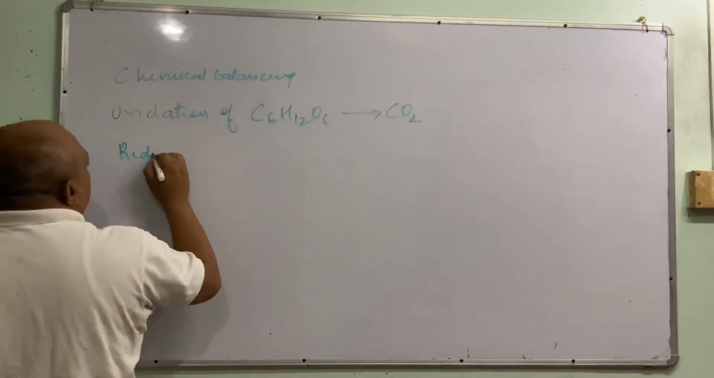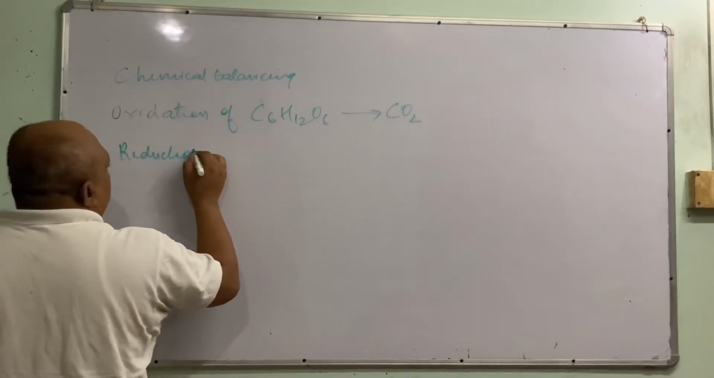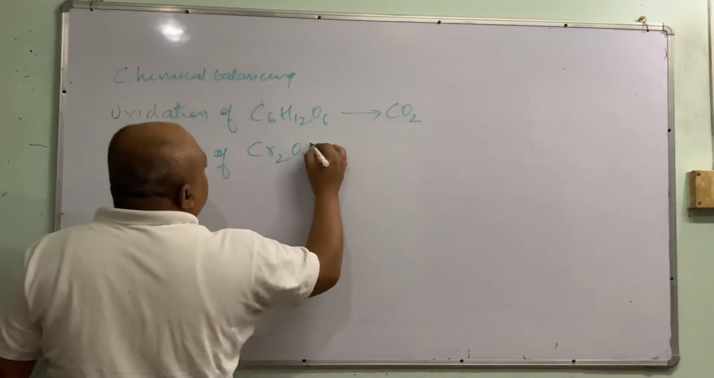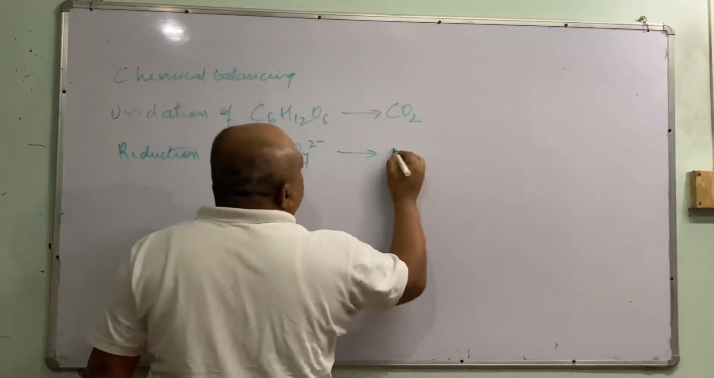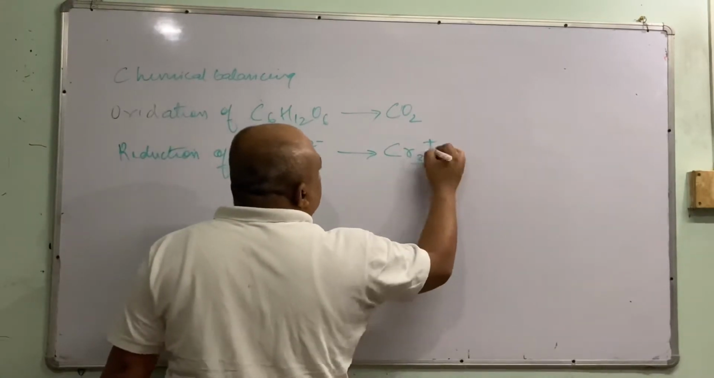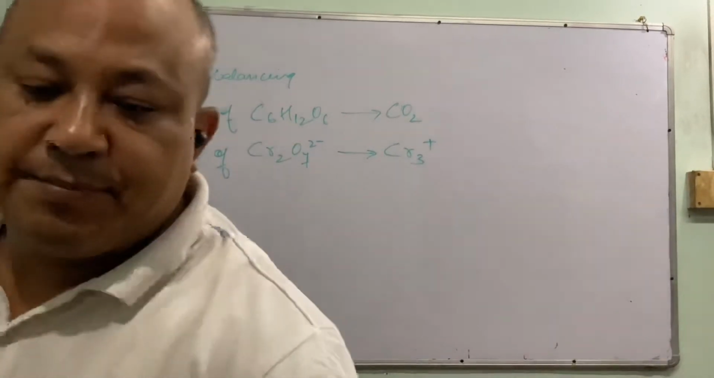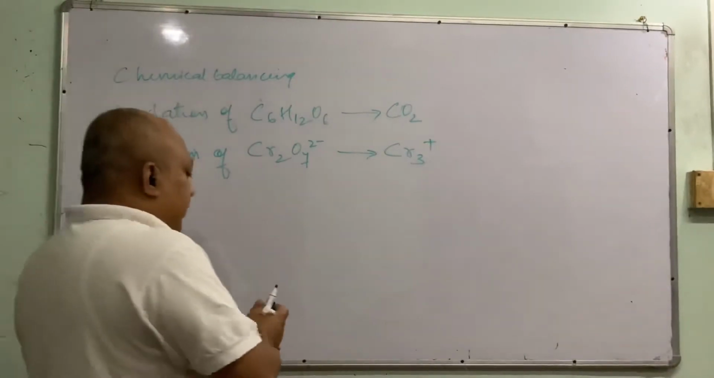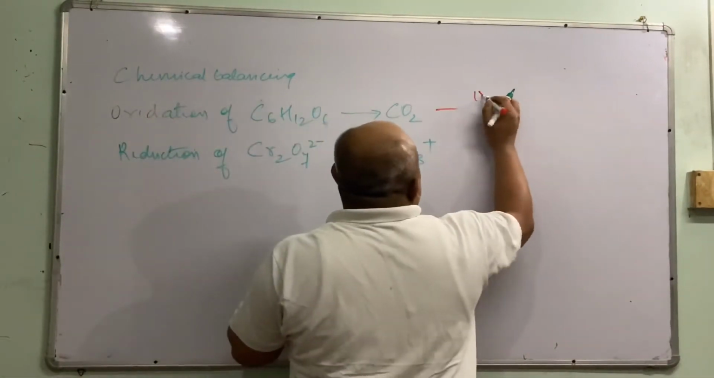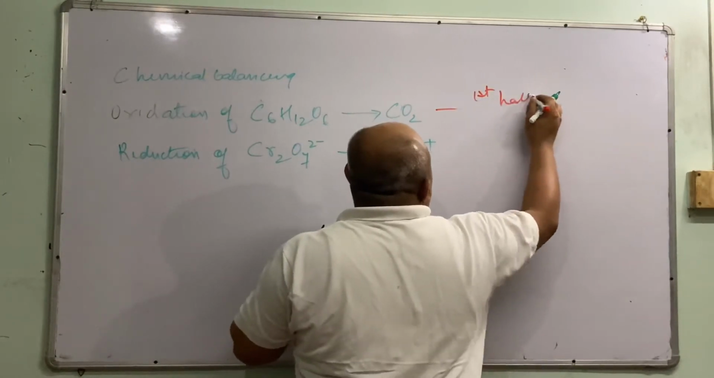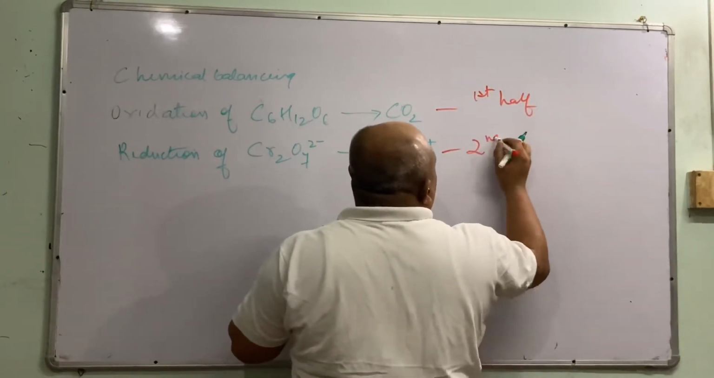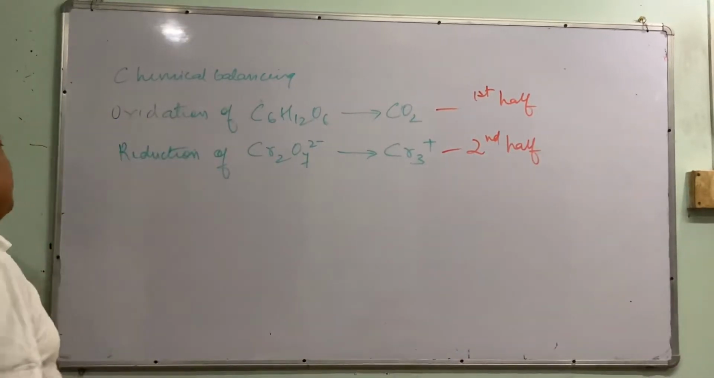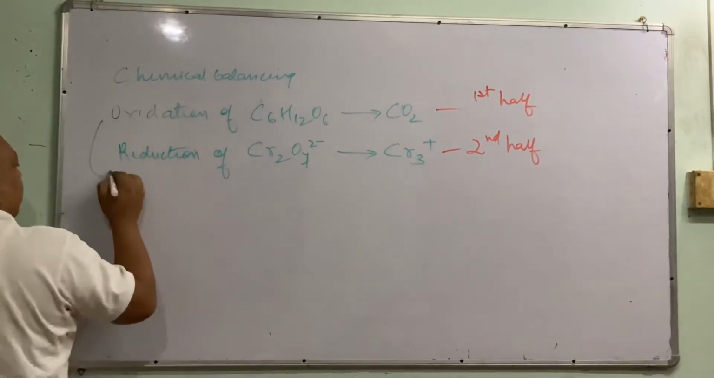And then another one is reduction of Cr2O7, the chromium ions going to reduce to chromium 3 plus. This is one half reaction, and this is another half reaction. This is the first half, this is the second half. These two combined, we are going to get the complete reaction. Now let's do the first half.